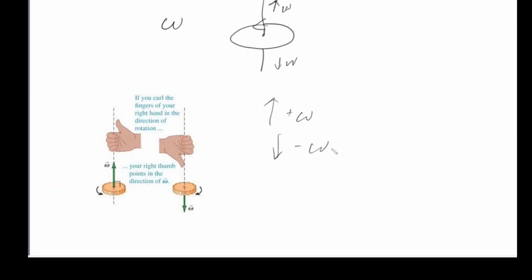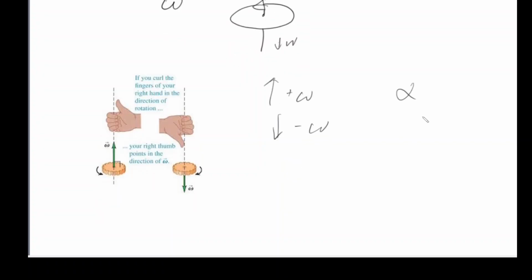And we also have a vector for acceleration, and that is also up or down. And if the acceleration and the angular velocity are in the same direction, that means that the rotation is speeding up. If the angular velocity and acceleration are in opposite directions, that means the rotation is slowing down.